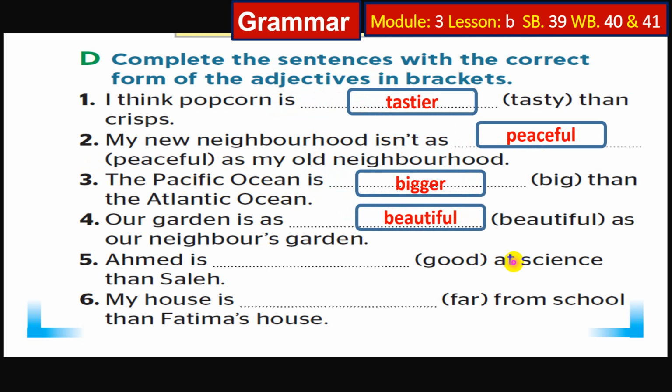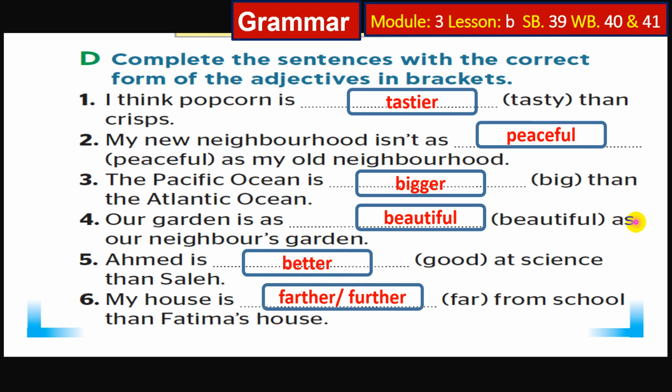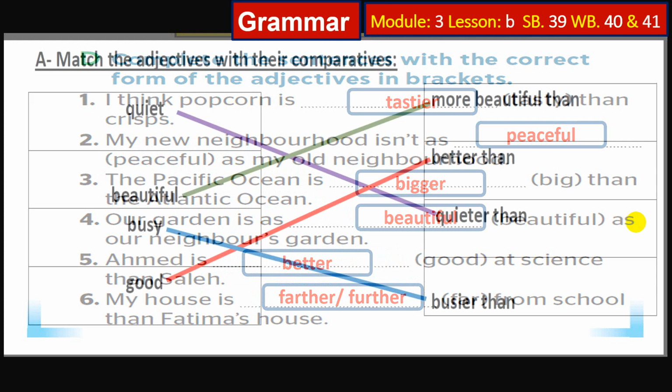Our garden is as beautiful as. Again, as, the adjective as it is, then as. I don't want to change anything here. Ahmed is good. Okay, thank you. Better. Study this one: I cannot say gooder, I cannot say more good. What about far? My house is farther or further from school than Fatima's house. Got the point here?